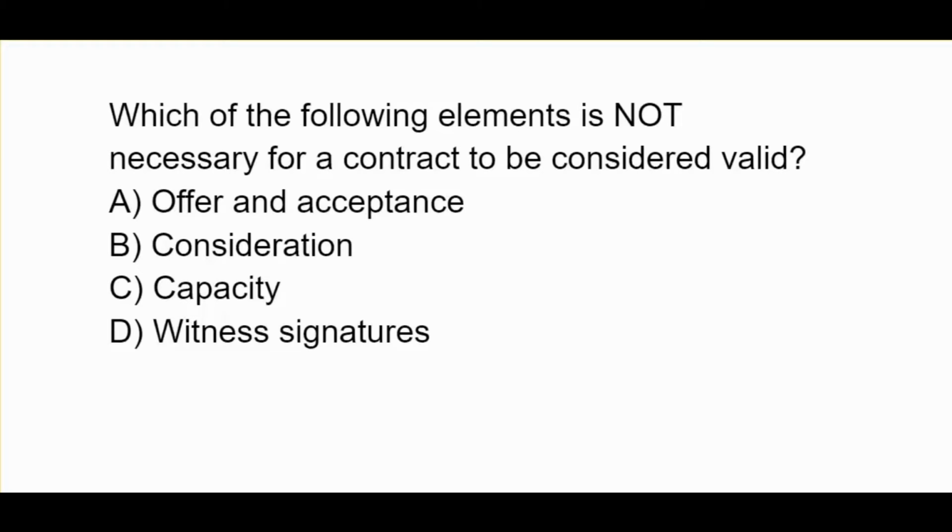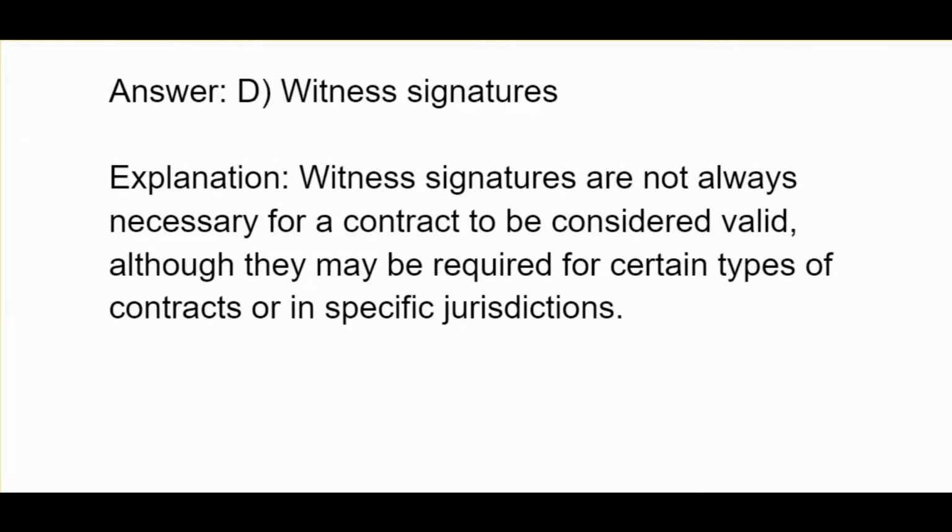Which of the following elements is not necessary for a contract to be considered valid? A, offer and acceptance. B, consideration. C, capacity. D, witness signatures. D, witness signatures. Witness signatures are not always necessary for a contract to be considered valid, although they may be required for certain types of contracts or in specific jurisdictions.